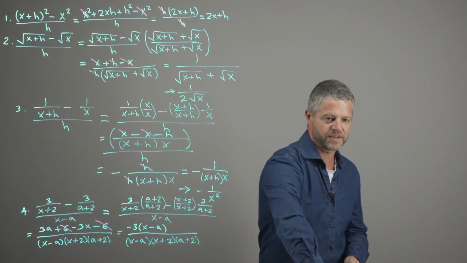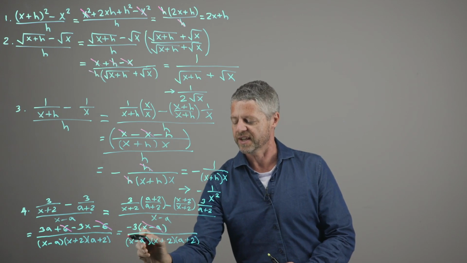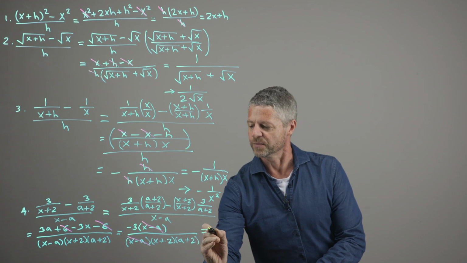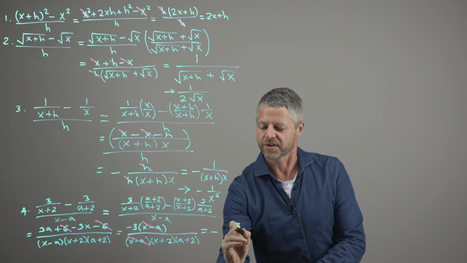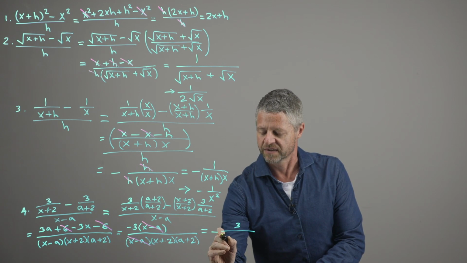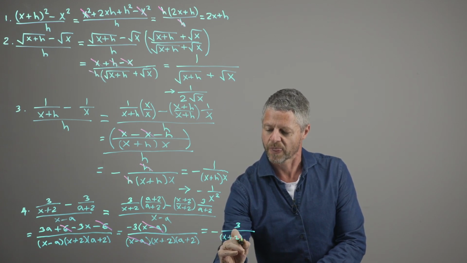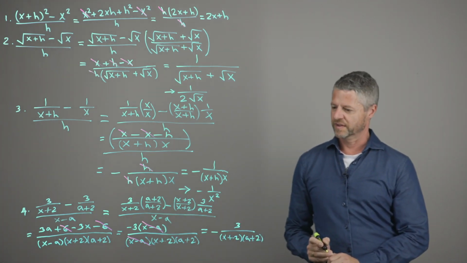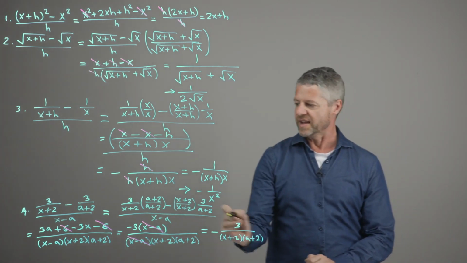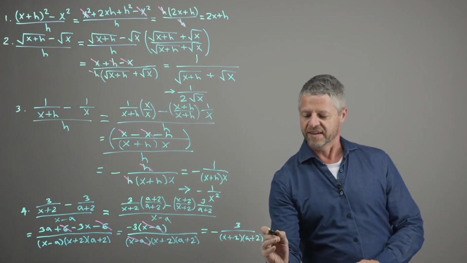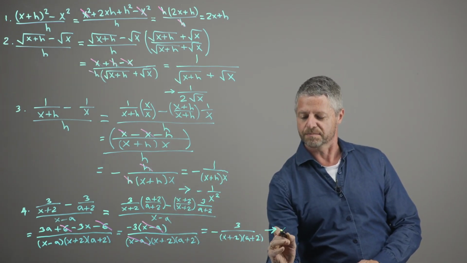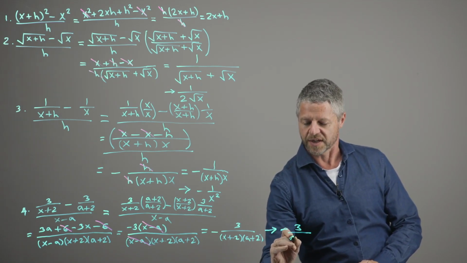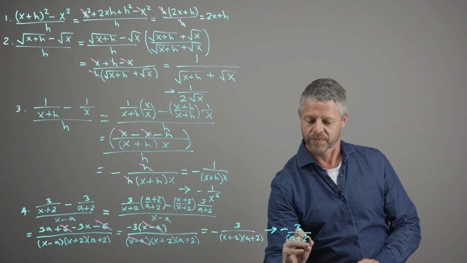And now I can cancel the x minus a in the numerator and the denominator. And I've ended up with minus 3 over x plus 2, a plus 2. And as x goes towards a, this is going to tend towards minus 3 over a plus 2 squared.